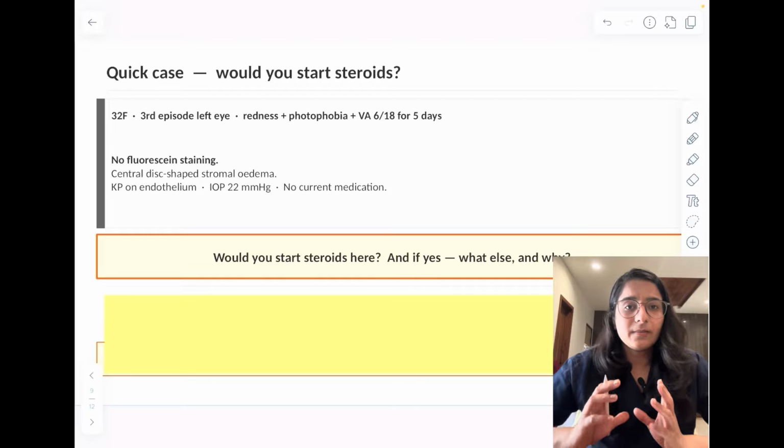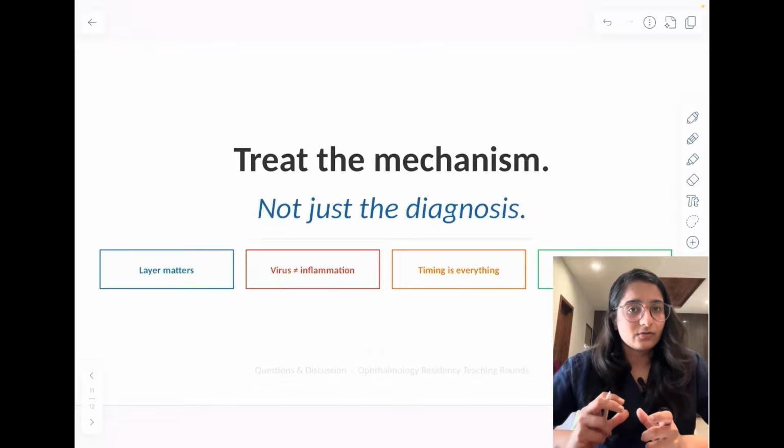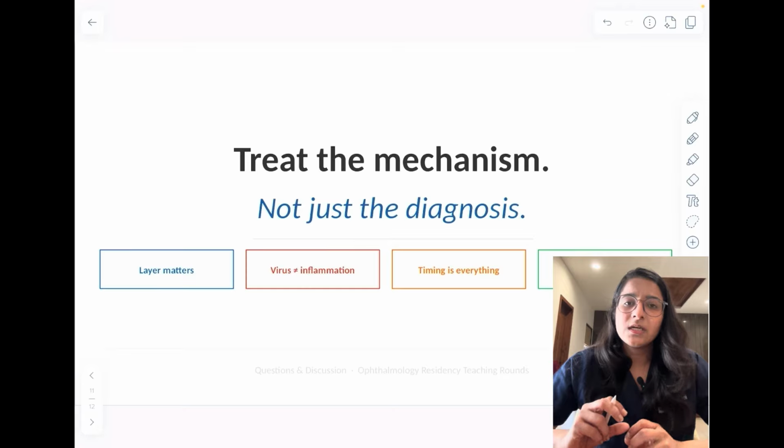So, we have to treat the mechanism, not just the diagnosis. Understand the pathophysiology, so the management part becomes very easy.